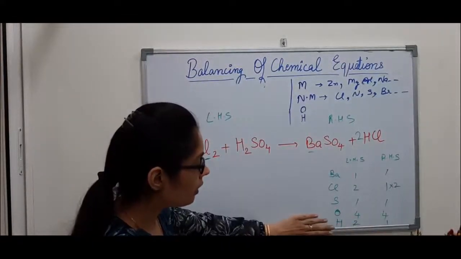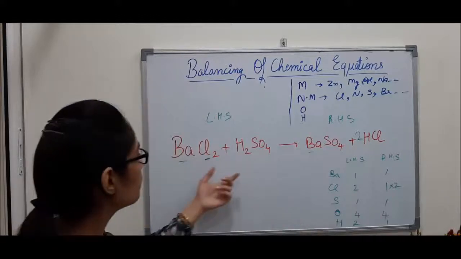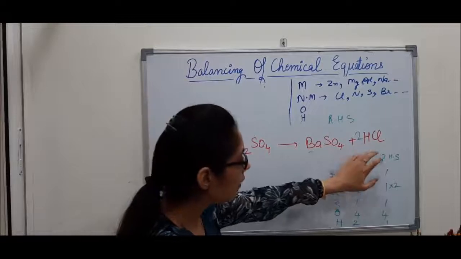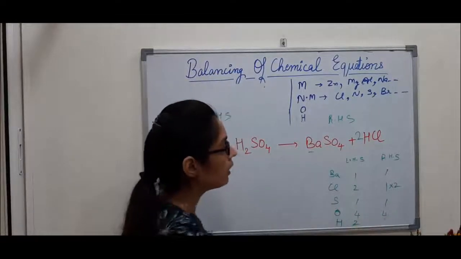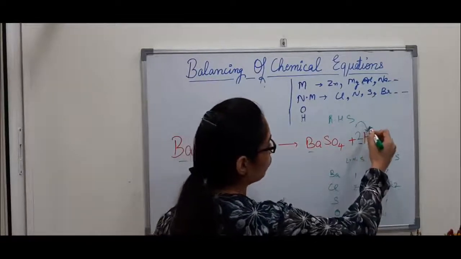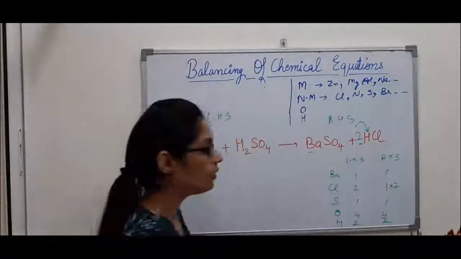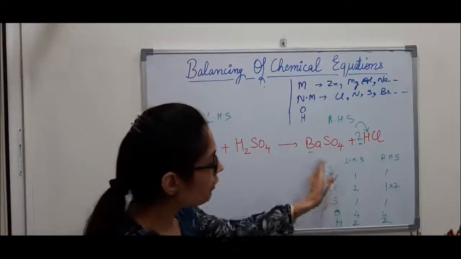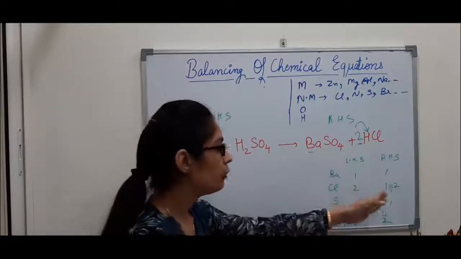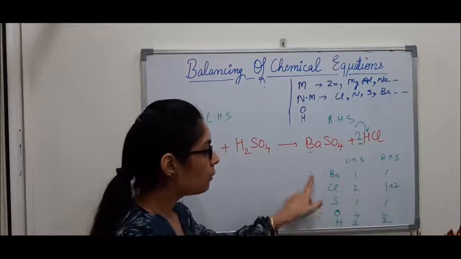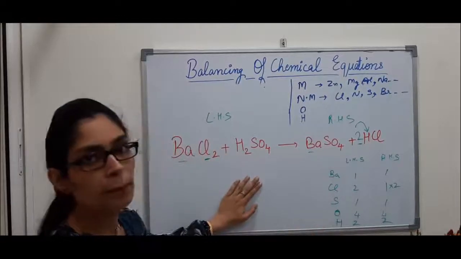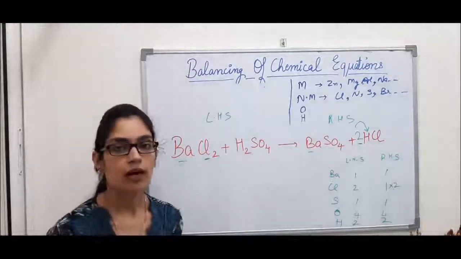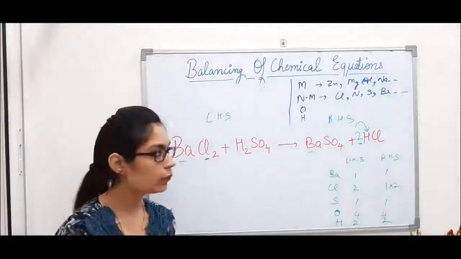Now let's check for hydrogen. Hydrogen on this side, the left hand side, 2 atoms are present. And on the right hand side, earlier only 1 atom was there. Now I have already multiplied this with 2, which means now I have 2 atoms of hydrogen on the right hand side also. Now I can see, if I look at my given data, after making changes all my elements are in a balanced state. So our equation is balanced now. And I hope you have understood how to balance a chemical equation safely.